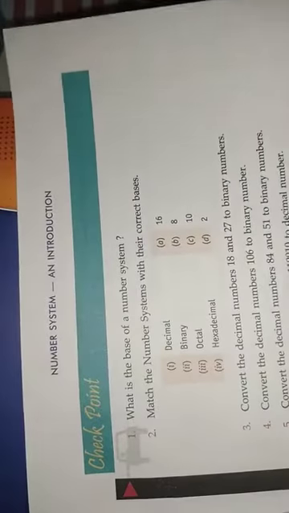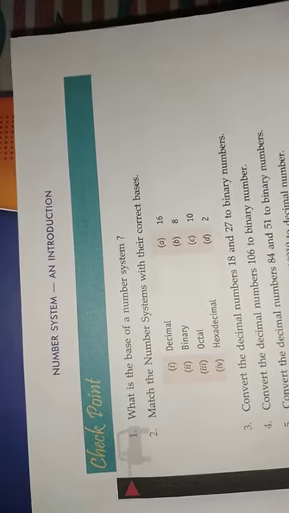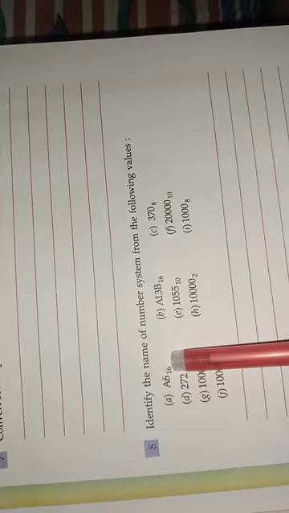Now let's discuss some exercises given in your book. Let's see question number 8. Identify the name of number system from the following values. Means you have to identify in which base these numbers are given. The first number is A6, base is 16, means it is hexadecimal number system. A13B with base 16 means it is also in hexadecimal number system.